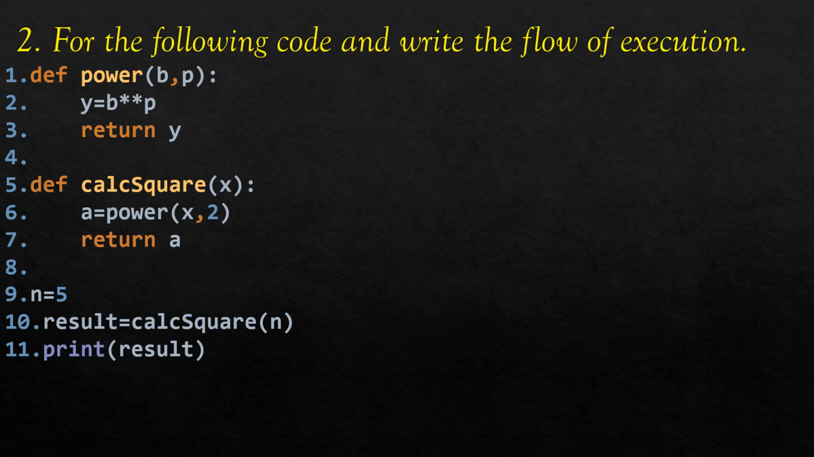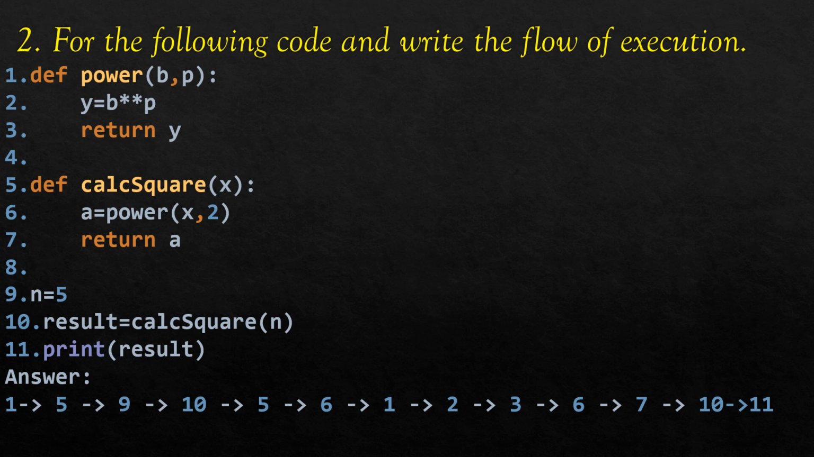Now the next question is to write the flow of execution for the following code. Okay, now let's see. It will start executing with the first line. So line number 1 will be executed first, which is the definition of a function. Now it will come out of that. Now the next line to be executed is the fifth line, where there is another function which is defined. Now it will come out of that. The next line to be executed is line number 9, where one global variable is declared, that is n is equal to 5. Then it will execute line number 10, where result is calculated by calling the function calc square.